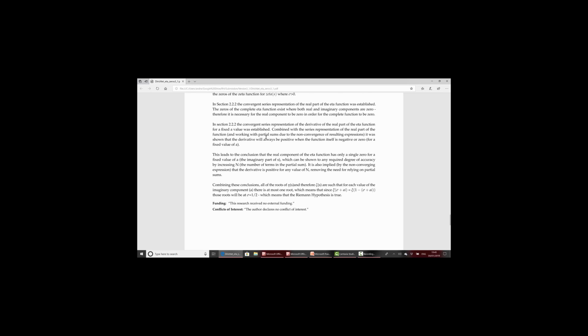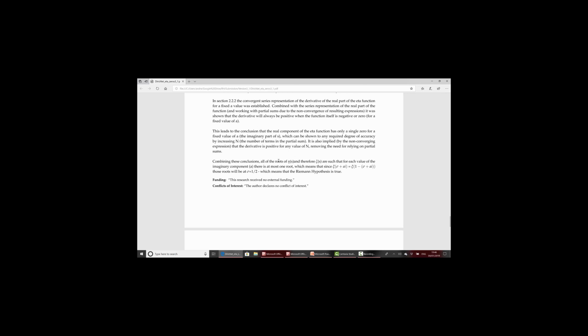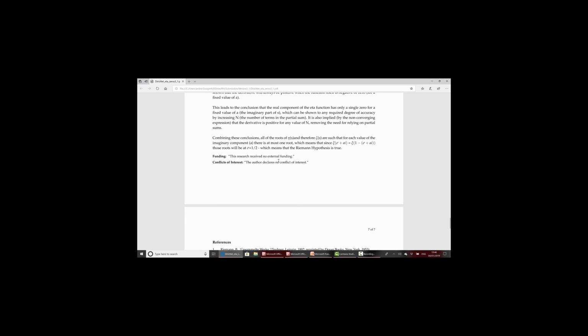Once we'd shown that, then we can conclude that the real component of the eta function has only a single 0 for a fixed value of a, the imaginary part of s, which directly leads to the fact that if there's only a single 0, it has to be at the real part of sigma equals a half, which means that the Riemann hypothesis is true.